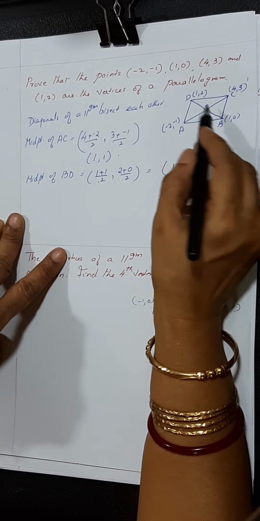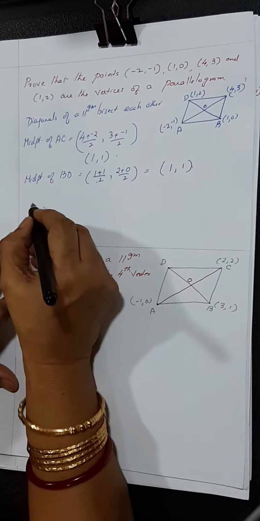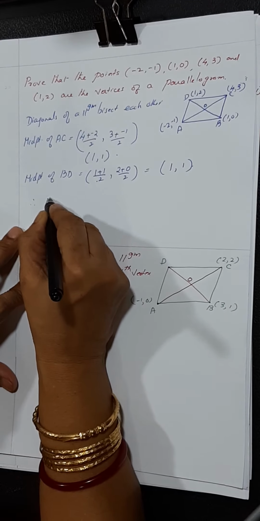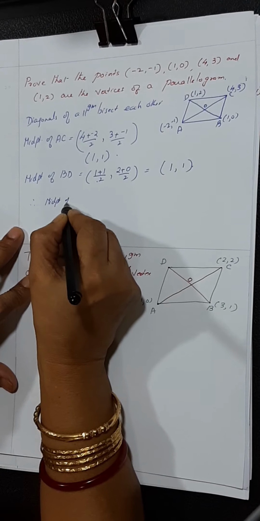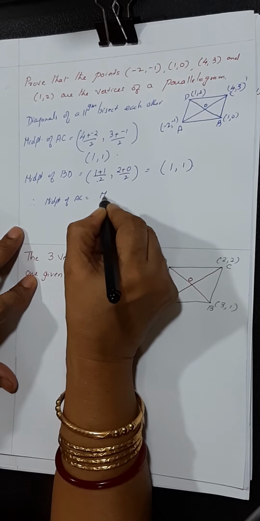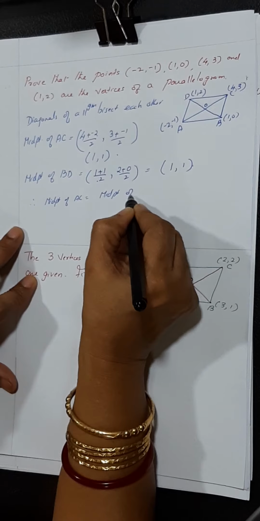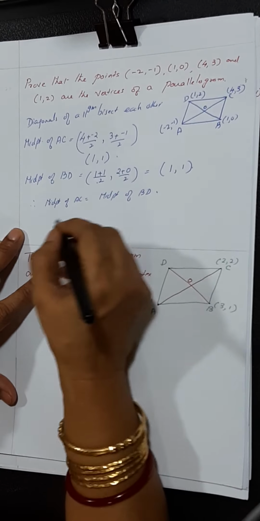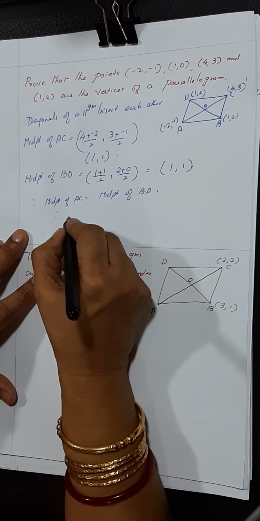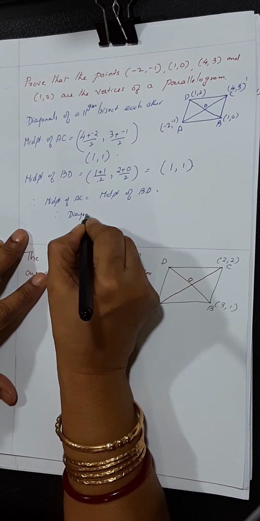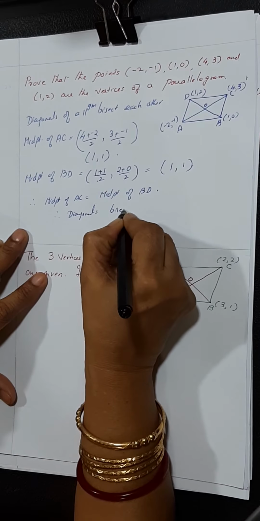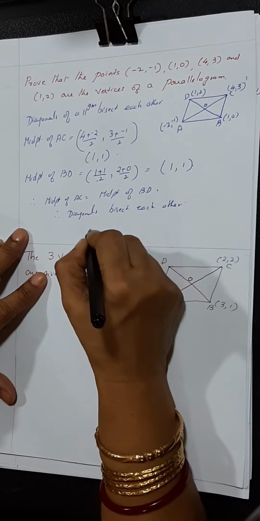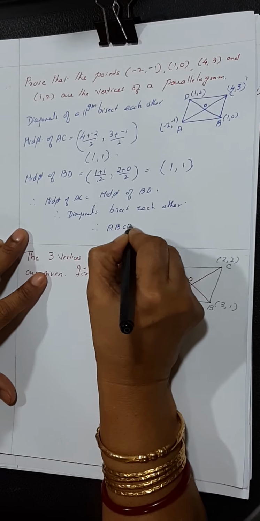So we found the midpoint of AC is equal to the midpoint of BD. So therefore diagonals bisect each other. Therefore, ABCD is a parallelogram.